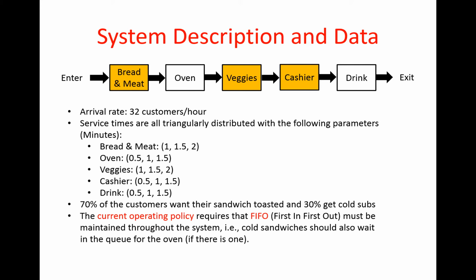Under the current policy, we need to maintain FIFO throughout the system. In other words, customers that want cold sandwiches cannot pass those that are waiting in the oven station to have their sandwich toasted. And also we have balking, and whenever customers arrive, they'll look at the number in the system, and if there are more than 6 people in the system, they will balk.